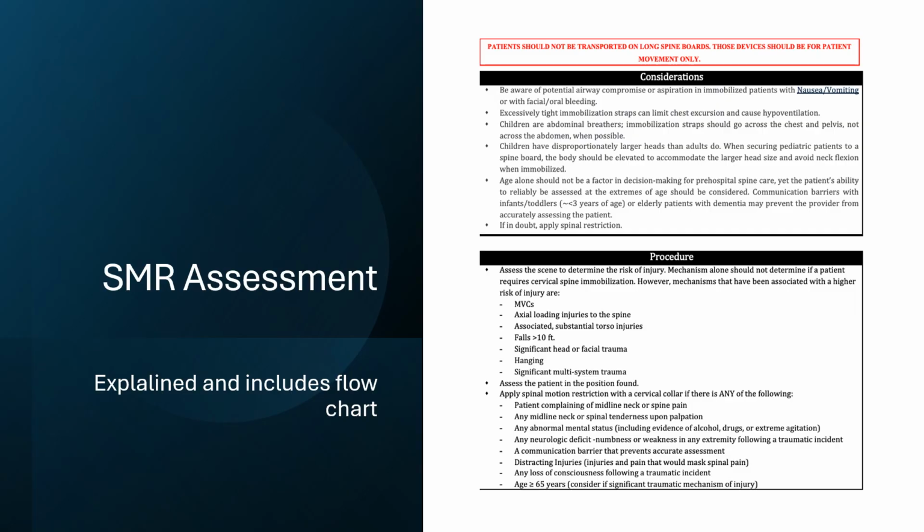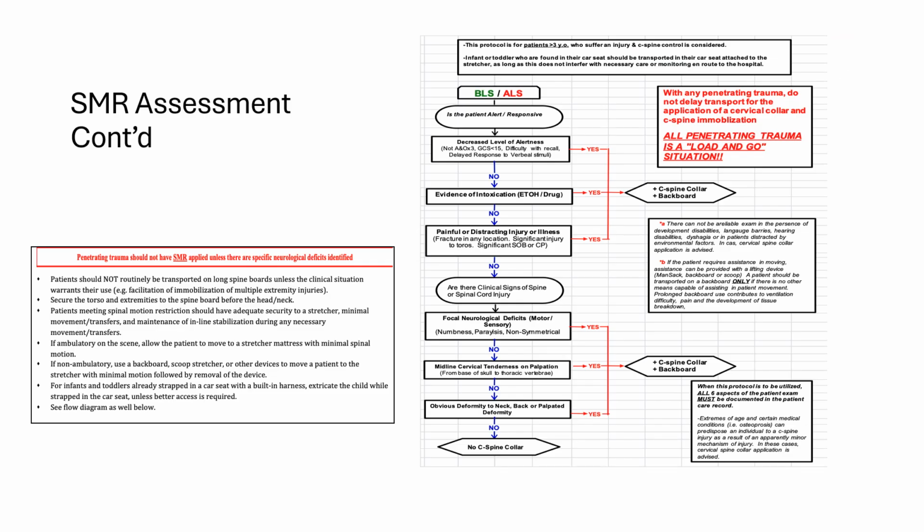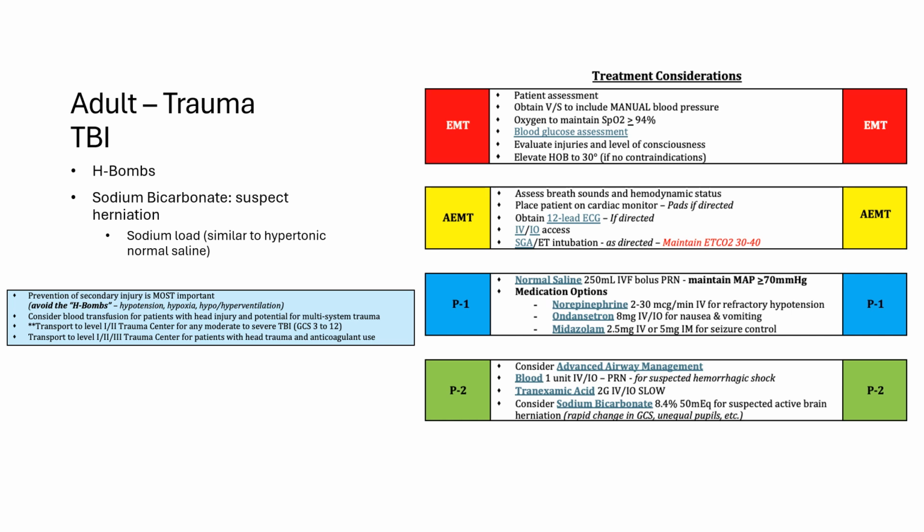For TBI, TXA is now added in there. Remember your H-bombs? I put that under your pearls, the things that kill people with head injuries: hypotension, hypoxia, hyperventilation, or hypoventilation, to be honest with you. That's what kills them. I thought you had someplace where you hyperventilated. We don't do that anymore. Yeah, that's gone. It actually causes vasoconstriction. You just normal ventilate.